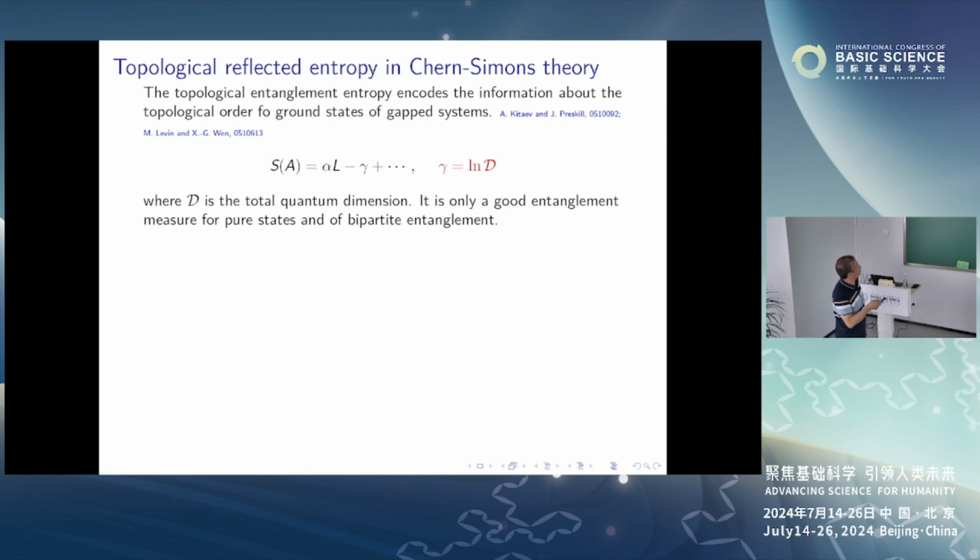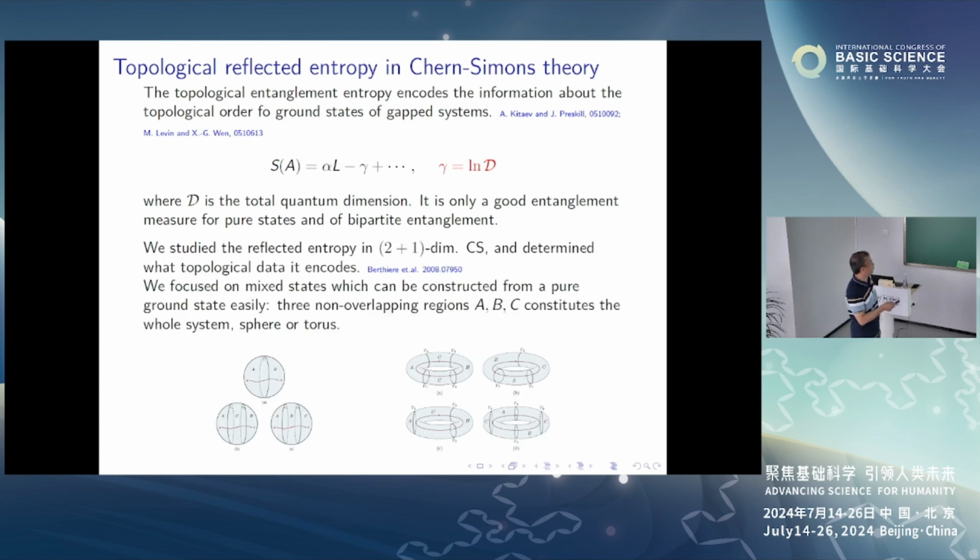First, let me introduce our work in Chern-Simons theory. We know that in Chern-Simons theory, the topological entanglement entropy encodes information about the topological order for the ground state of a gapped system. This is the entanglement entropy. The important part: the first part is the area law, and the second part is a universal part depending on the total quantum dimension of the system. It's only a good entanglement measure for pure states and bipartite type entanglement.